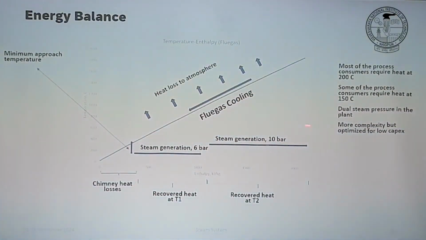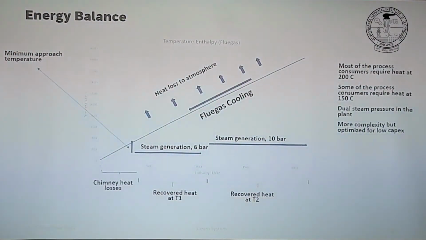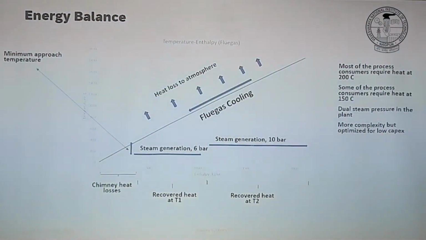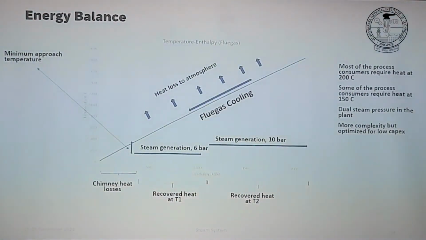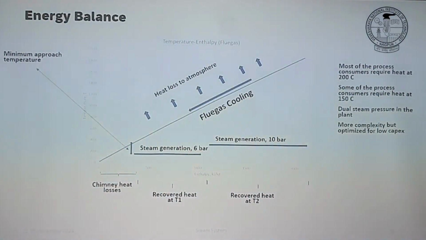But what you can do is generate steam at 2 different pressure levels. We saw that in one of the examples, where for one application you need 220 degrees and for another you need only 150 degrees. So you generate it at 23 bar and 8 bar, right?